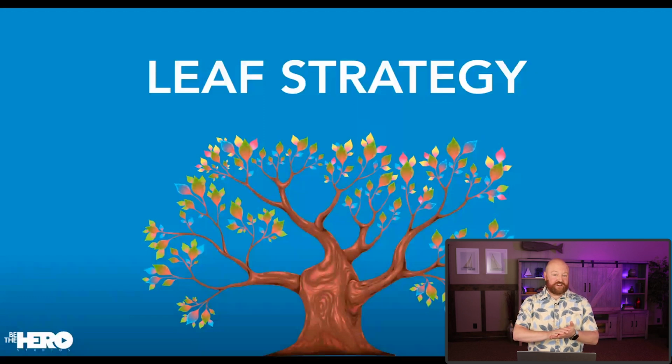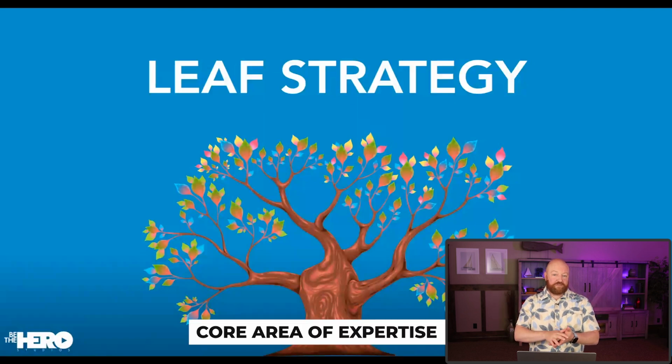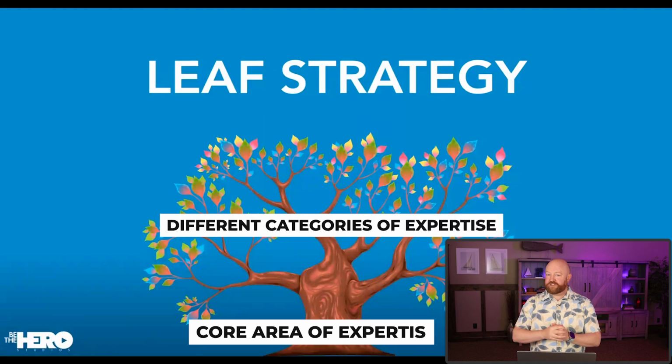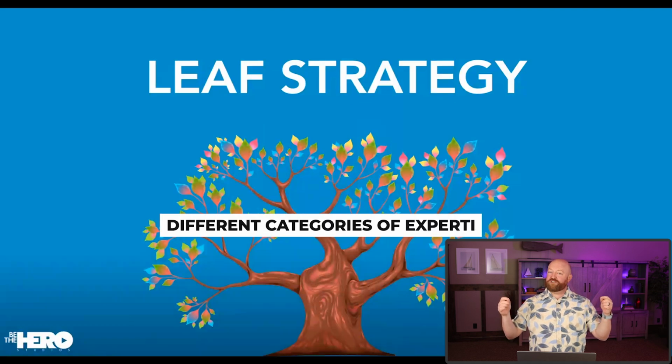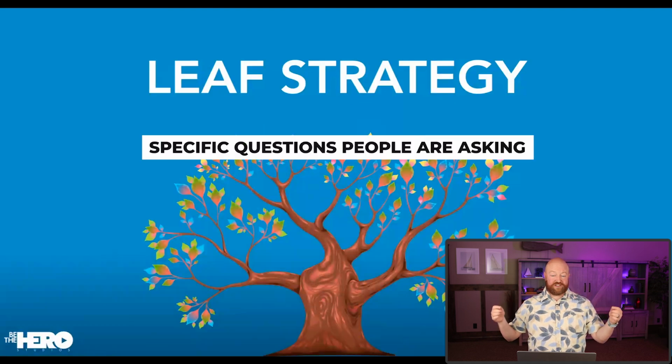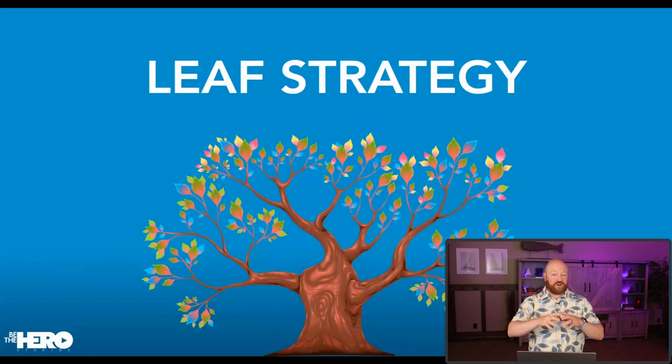So take a look at this tree. It's got a broad trunk that goes out to the branches, that goes out to the leaves. The trunk represents your core area of expertise, and the branches represent all the different categories you have expertise in. Well, the leaves represent these specific questions, okay? So you don't want to focus on the trunk or the branches, but focus on the leaves.